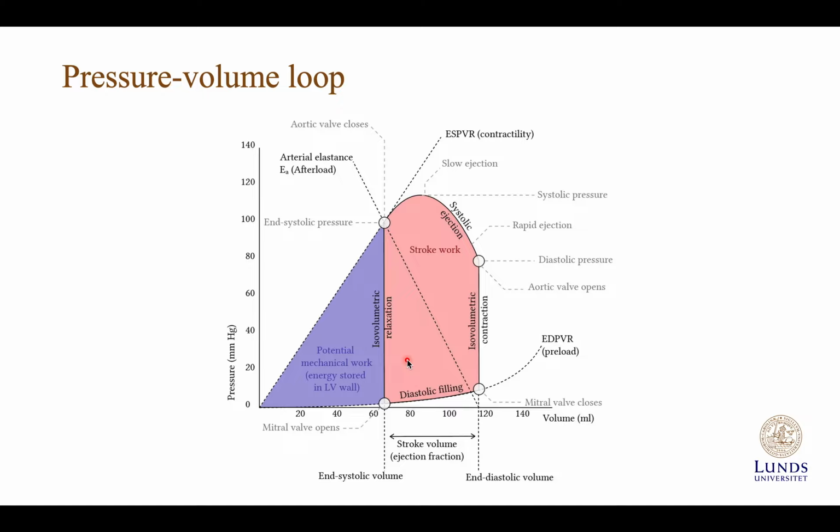Another scenario is increased contractility. If, let's just say, you would, for instance, give a heart failure patient dobutamine, that would cause the ESPVR to become steeper, and the intersection would move upwards and to the left. And that would mean less end-systolic volume, greater stroke volume, and greater stroke work.